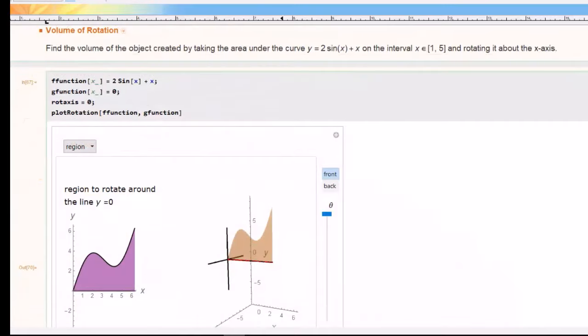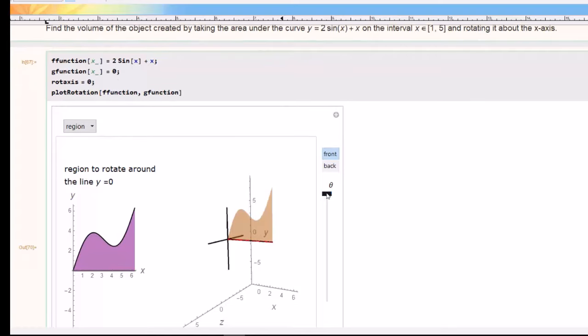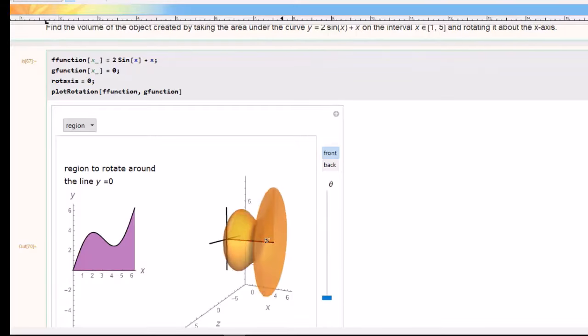So now we'll look at that original area that we looked at, the area under the curve of 2 sine of x plus x. But now I want to take that area and rotate about the x-axis. Now just to see what that looks like visually, I can set up this manipulate and watch it. So here as I change my theta value, I'm rotating that area about the axis. And it's generating this object. And I'm trying to find the volume of this object.